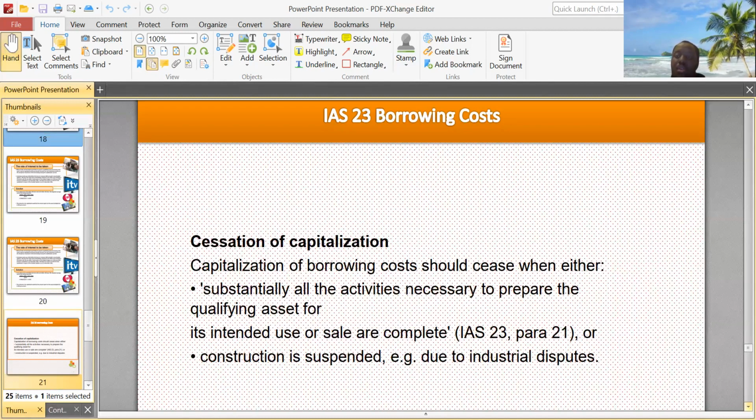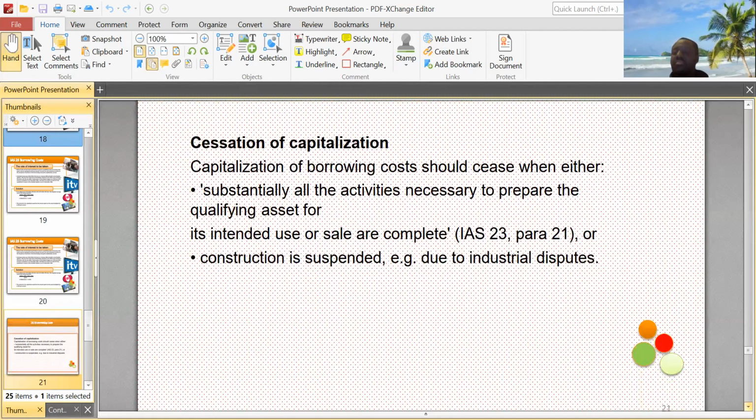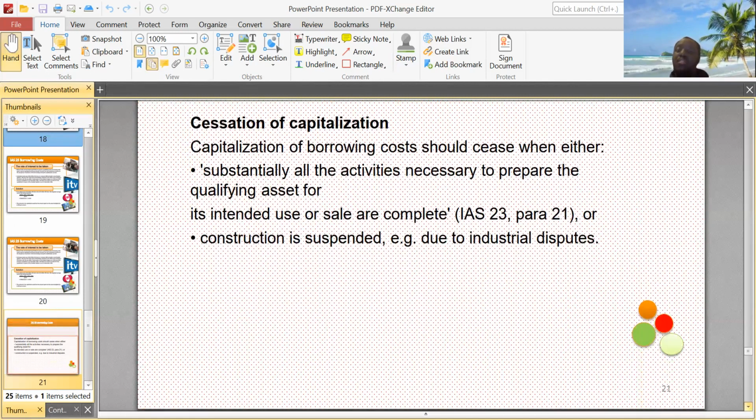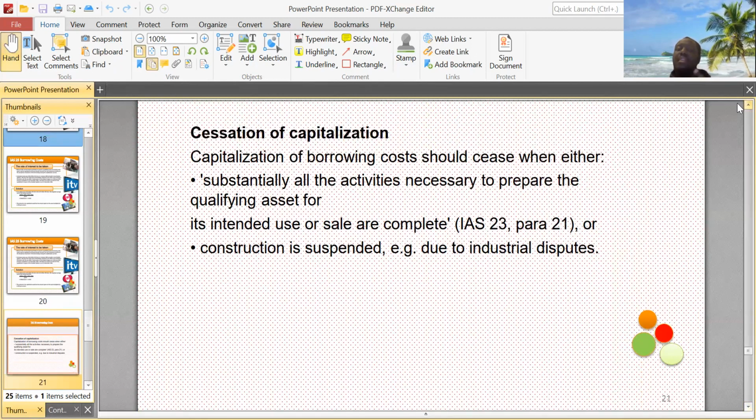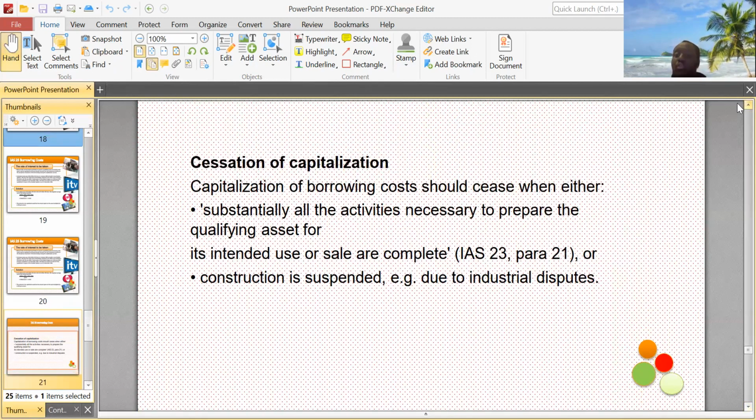When we are talking about commencement, we said those activities should be in progress. Here, in cessation of capitalization, all those activities that are required to prepare the qualifying assets for its use or sale are complete. They are all complete. Or another point where we cease capitalization is when construction is suspended, which may be due to several reasons, including industrial disputes. This is something that I would want you to take note of.